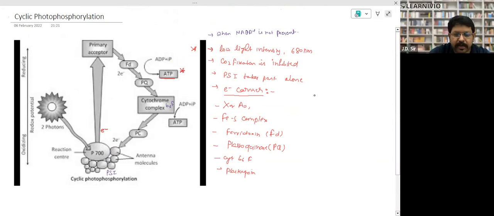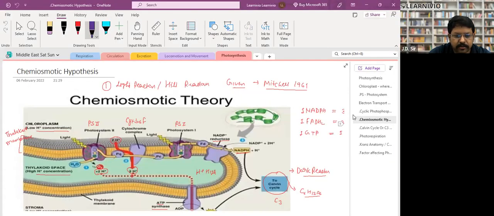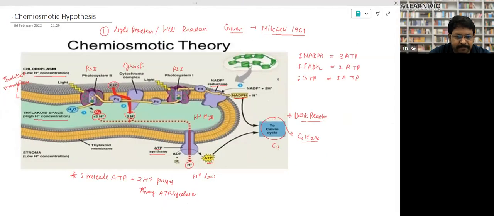So that was the cyclic and non-cyclic phosphorylation. Chemiosmotic theory, very important. What is that theory? This theory tells how the formation of ATP takes place due to transfer of electrons. How does this process take place? This chemiosmotic theory was given by Mitchell in 1961, and he explained how the formation of ATP takes place in this light reaction, right? Or in this Hill reaction.